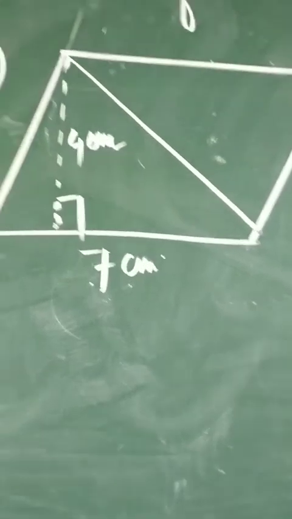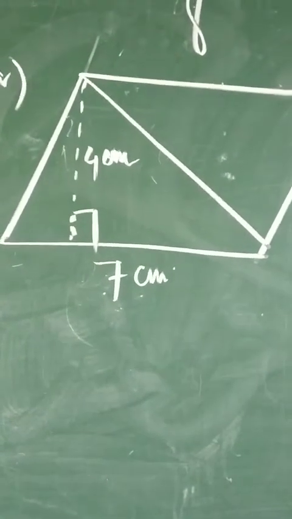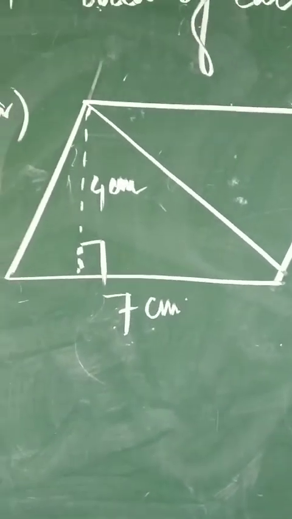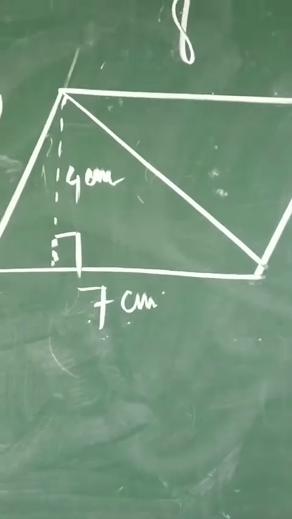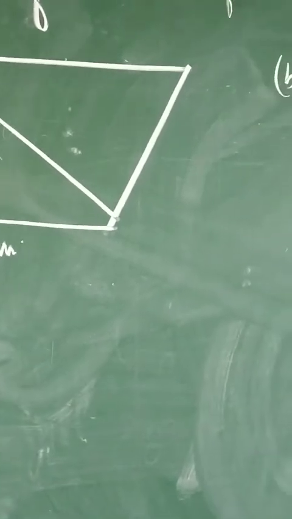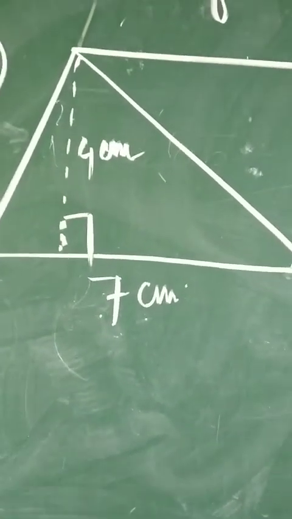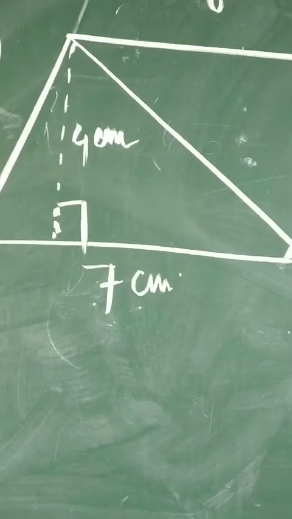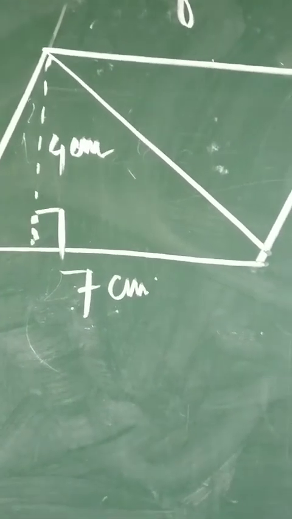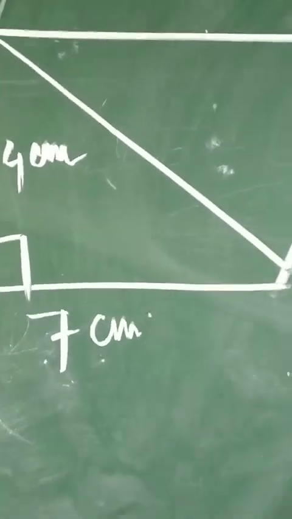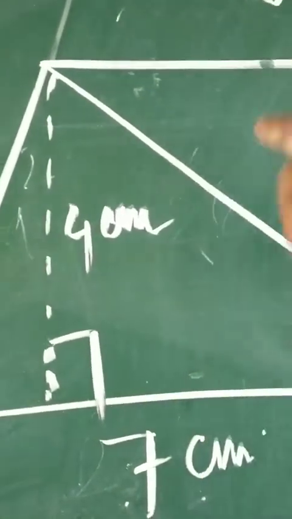So the very first thing that we need to understand is, what is a parallelogram? Before we switch over to the concept of area of parallelogram, we need to understand what a parallelogram is first. A parallelogram is a quadrilateral, a closed figure with 4 sides, a 4-sided polygon, and the speciality of such figures is that opposite sides are parallel and equal.